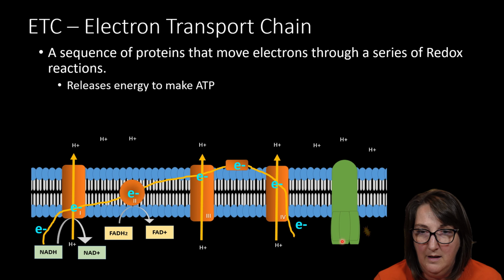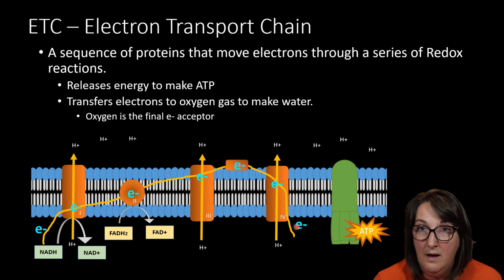So, transfer of electrons to oxygen. I'm going to have oxygen gas down here that is going to make water. Oxygen is my final electron acceptor. Oxygen has to come here to the end of this ETC to pull off these electrons. As it's pulling off these electrons, it's going to grab 2 hydrogens that are here, and I'm going to have water that's made as a waste.